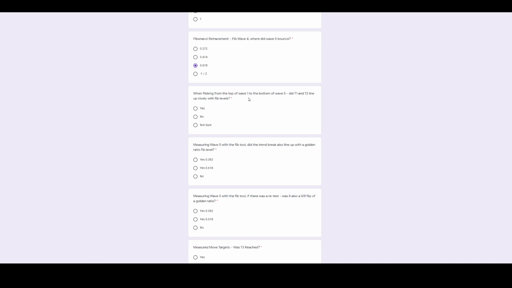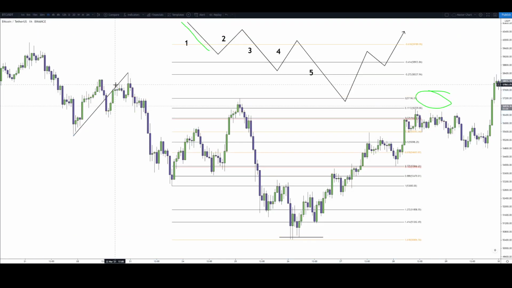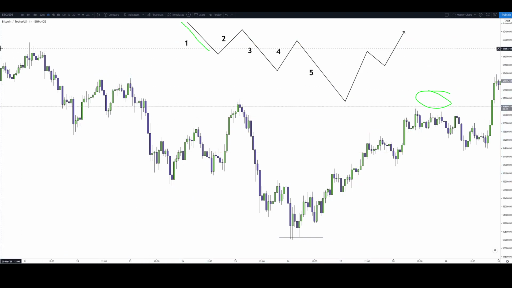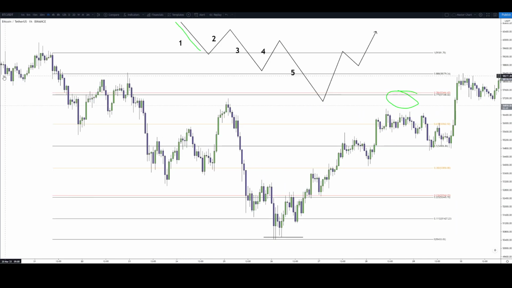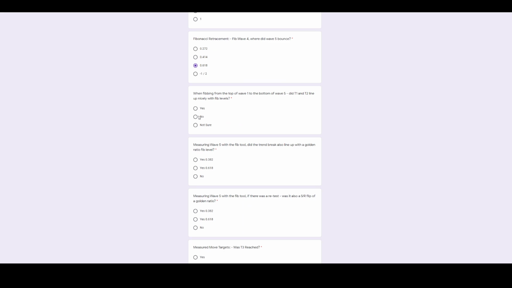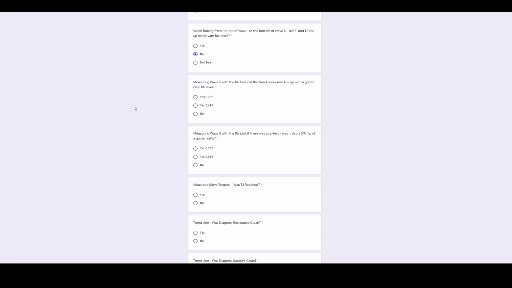Here we go. When fibbing from the top of wave 1 to the bottom of wave 5, did T1 and T2 line up nicely with fibs? So if we go ahead and delete the fibs on the chart, what it's asking us to do is go from the very top up here of the pattern to the bottom of the pattern. Right. Target 1 is here. So that one did line up. This one, no, it didn't. We go no, because T1 is more important than T2 in this case. I'd like to see them both line up.